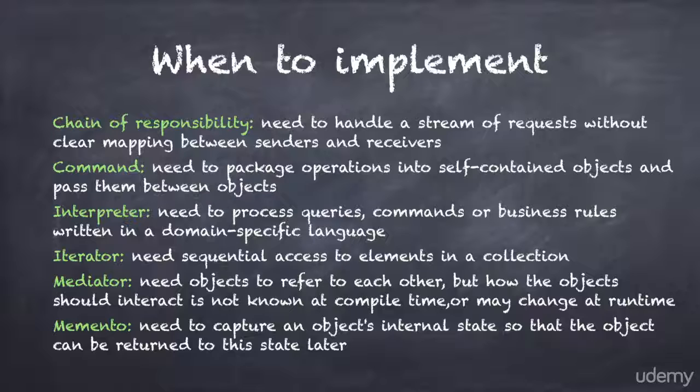Implement the interpreter pattern if you have multiple objectives that exist in a well-defined and well-understood domain, and the objectives can be expressed with a simple domain-specific language. Implement the iterator pattern if you want to sequentially access each element of a collection, and you want to hide the underlying representation of the collection.